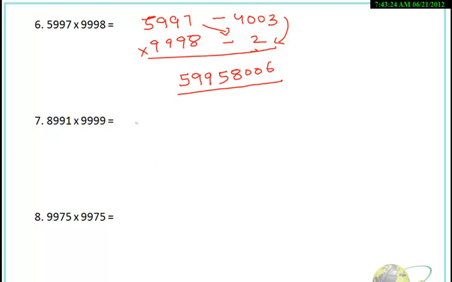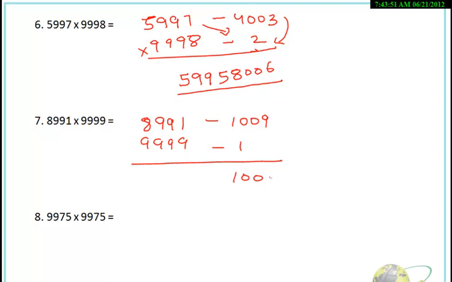Now we have the numbers 8991 into 9999. Now this is 9000 minus 9, that is the difference from 10,000 is 1009. Okay, and it is 1. So with this multiplication we'll be getting 1009, and from this subtraction we'll be getting 8990.